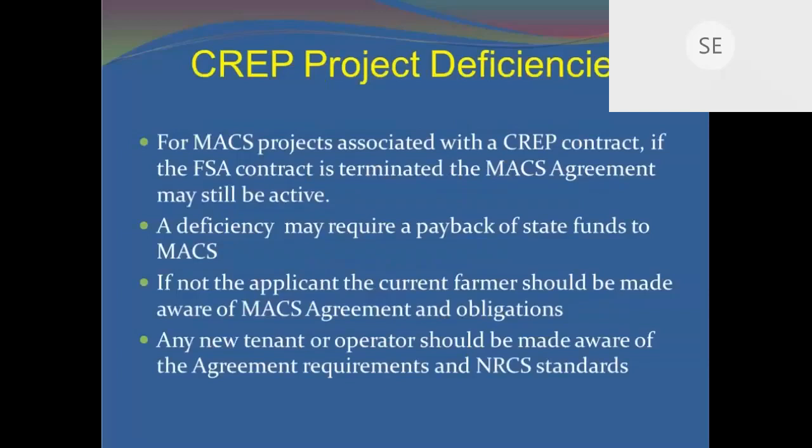With CREP project deficiencies for MAX, if they're co-cost sharing with FSA, sometimes the contract is terminated with FSA, but the MAX agreement may still be active. The deficiency may require a payback of state funds to MAX. If not, the applicant or the current farmer should be made aware of the MAX agreement and the obligations to maintain a practice. So any new tenant or operator should be aware of the agreement requirements and also be aware of the NRCS standards.